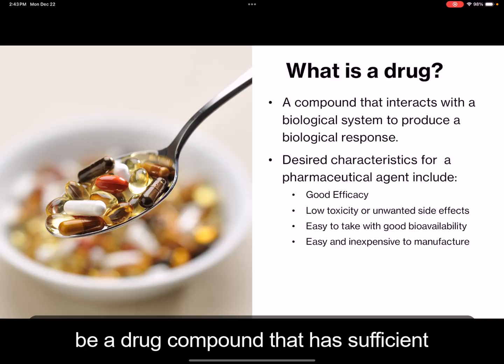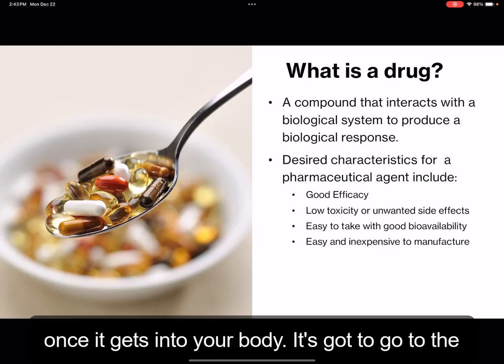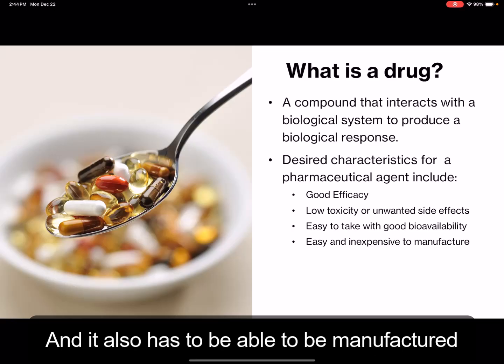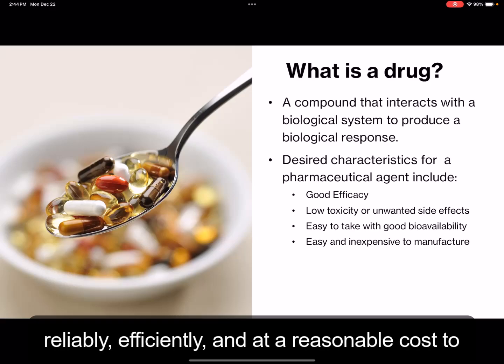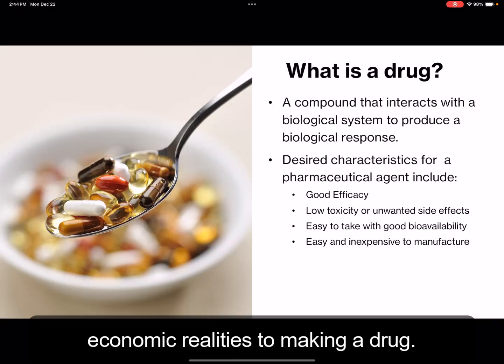It also has to be a drug compound that has sufficient bioavailability to be able to reach the target. Once it gets into your body, it's got to go to the right place and function on the drug target. And it also has to be able to be manufactured reliably, efficiently, and at a reasonable cost to make it a good drug. Right? Those are the economic realities to making a drug.